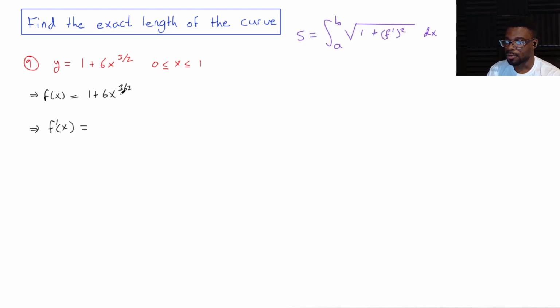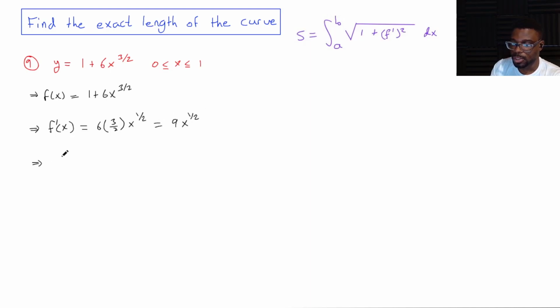And over here we have a power function, so we just have to apply the power rule, right? So we take the exponent, we bring it down as a coefficient. It's going to multiply the 6, right? So we're going to have 6 times 3 over 2. And then we're going to multiply by x, and we're going to reduce the power by 1. So this will give us x to the power of 1 over 2. All right, so this simplifies out to be 9 times x to the power of 1 over 2.